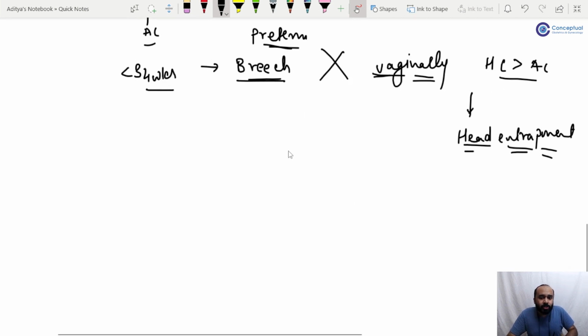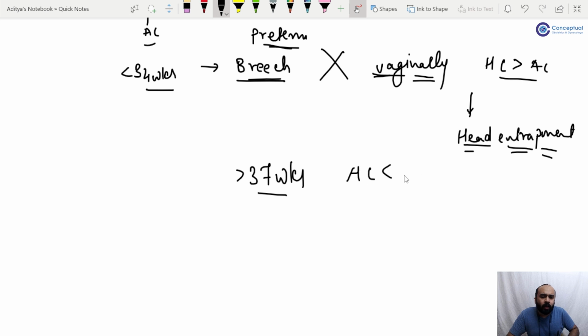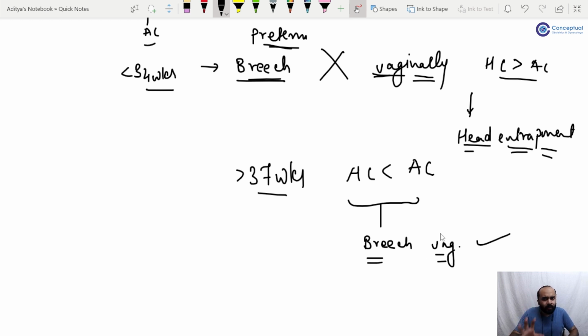Now, at term, when the pregnancy has reached more than 37 weeks, the head circumference is less than the abdominal circumference, which is why breech vaginal delivery can be done. At term, breech vaginal delivery can be done by people who are obviously trained in it. It's a difficult affair, and there can be difficulty if you're not trained enough. But this is if there were no complications.